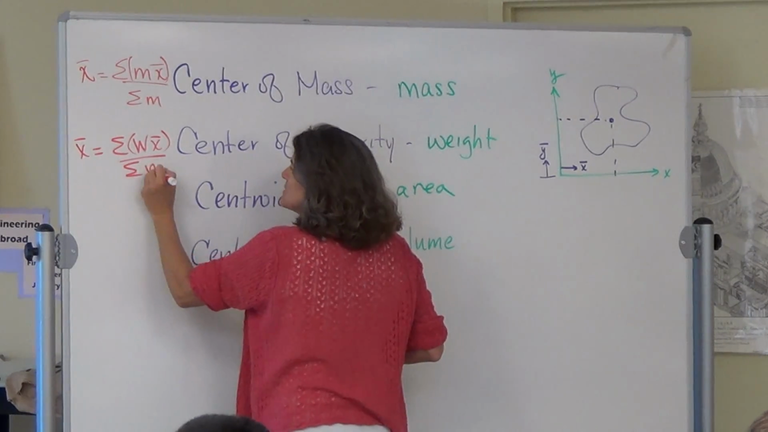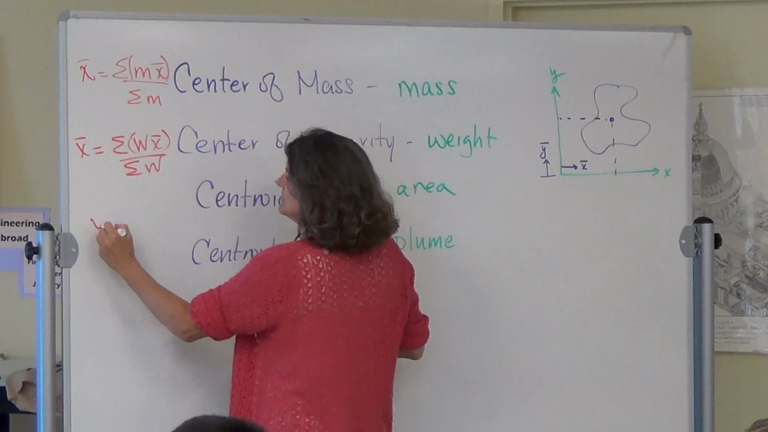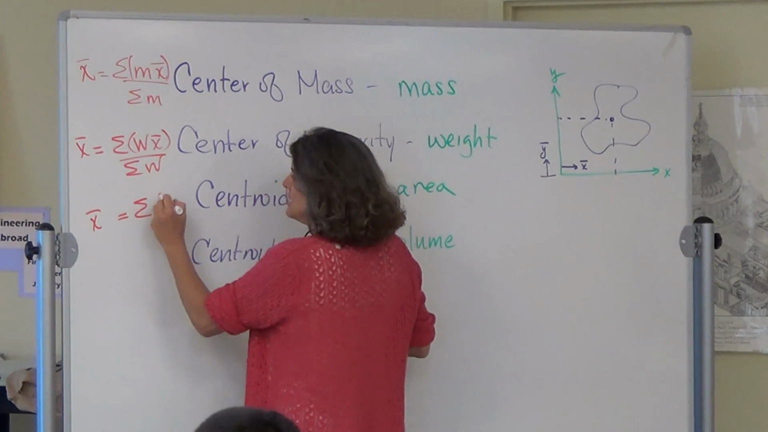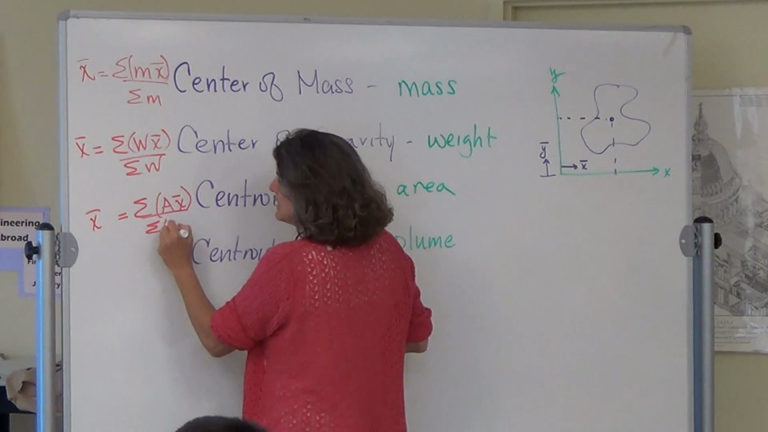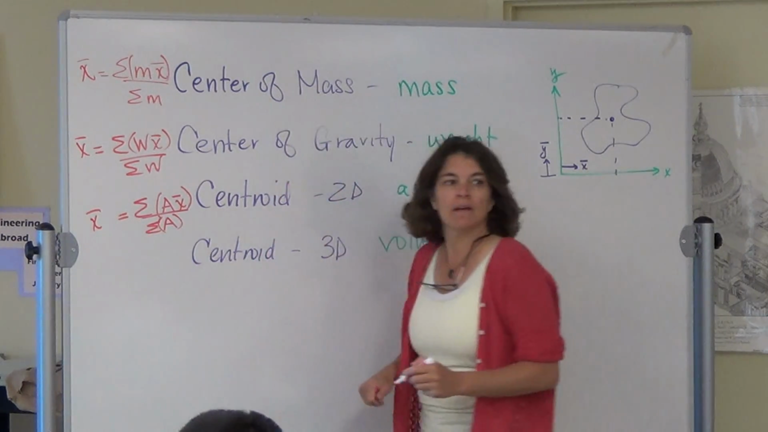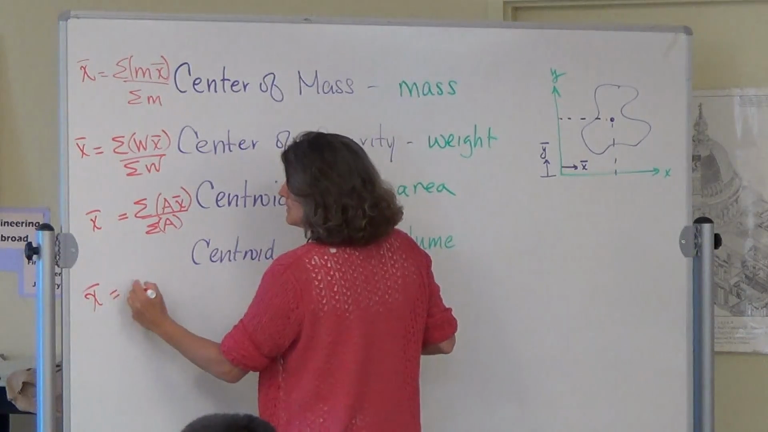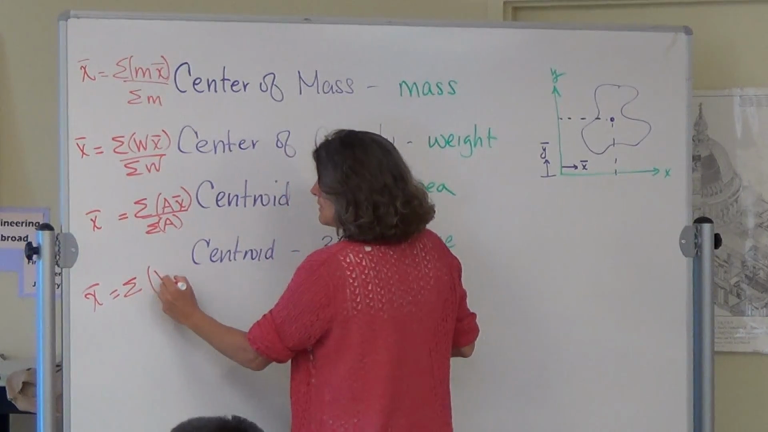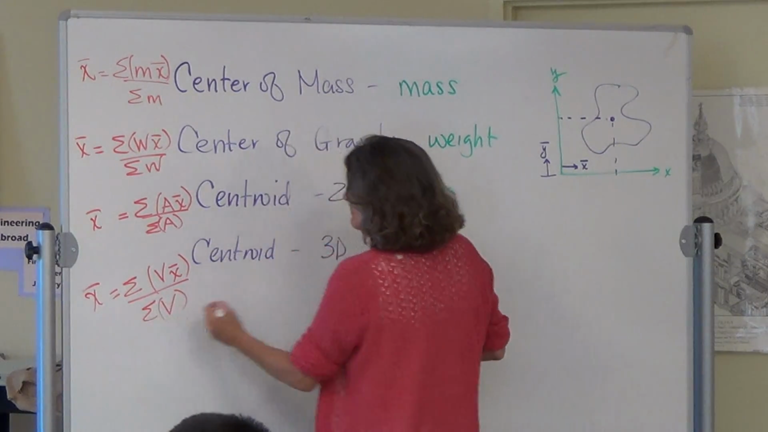Sum of the weights. Sum of the area. Sum of the area times x bar divided by sum of the area. Armando? Volume? Right. Sum of the volume times x bar divided by sum of the volume. Good.